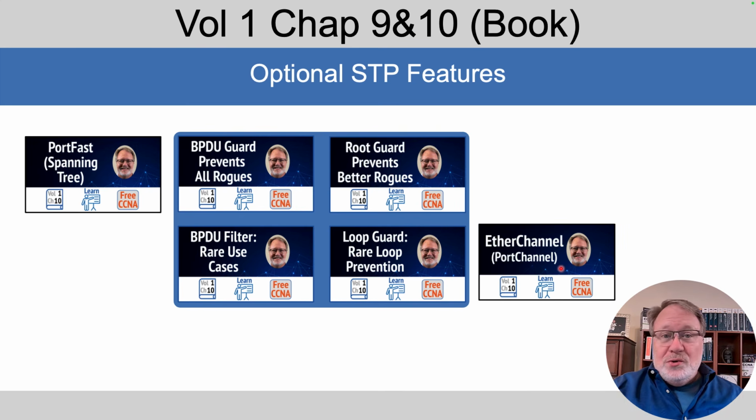And then a hugely important topic, a video on it, EtherChannel. So of these 6 optional STP features, PortFast, very important. EtherChannel, very important. These top 2, medium important, and the bottom 2, less important in terms of real life.